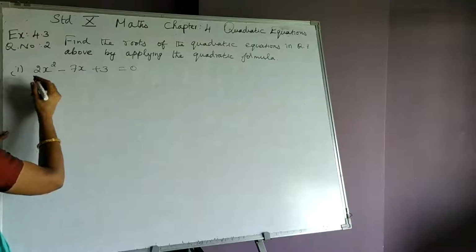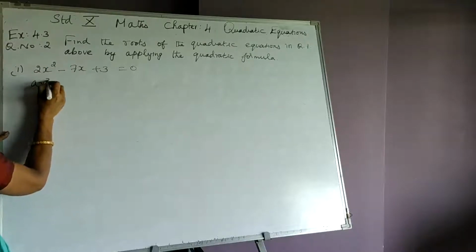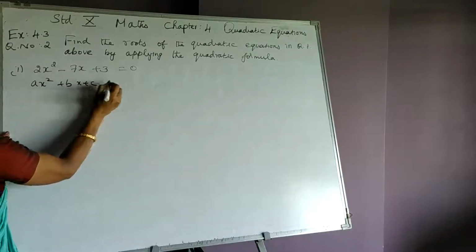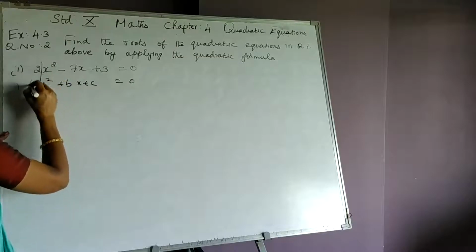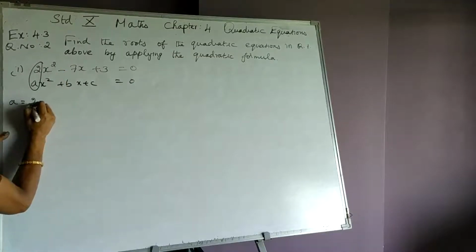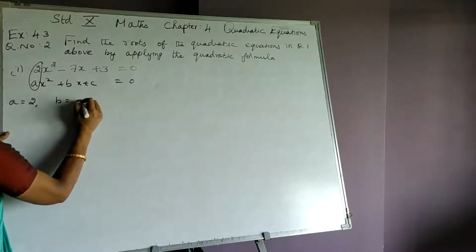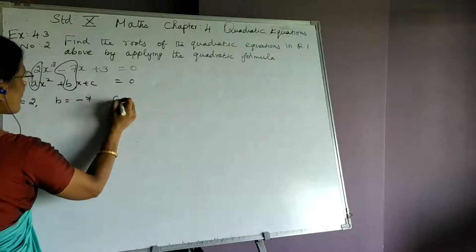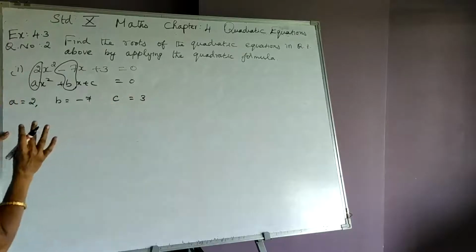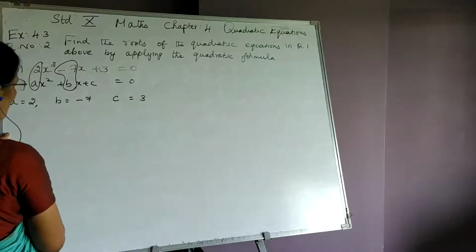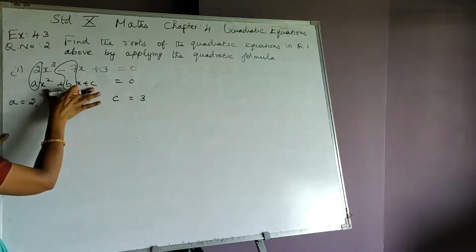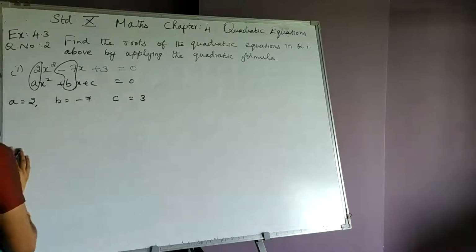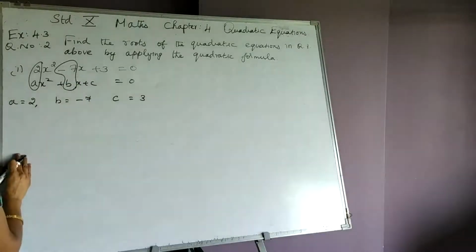So let us compare this with the standard form ax square plus bx plus c equal to 0. So what is the value of a? a is equal to 2. b is minus 7. And c is equal to 3. If it is not in the standard form, remember, first it should be expressed in the standard form, and then we should note down the values of a, b and c.